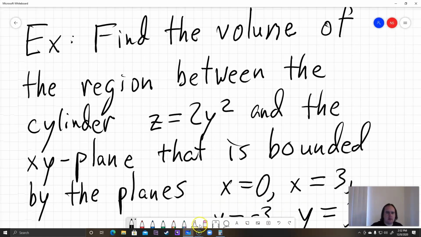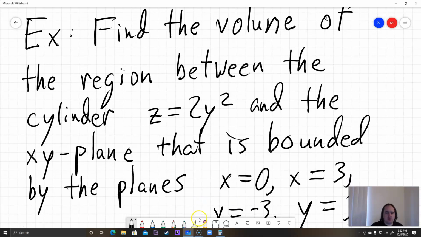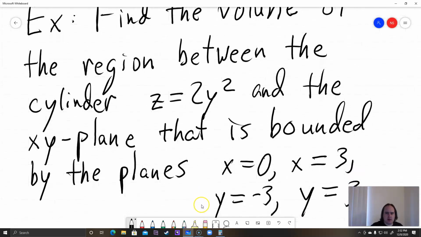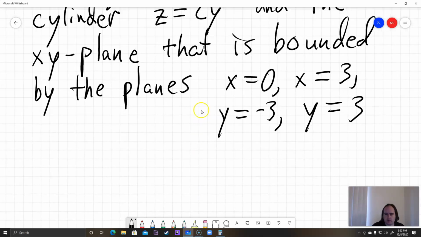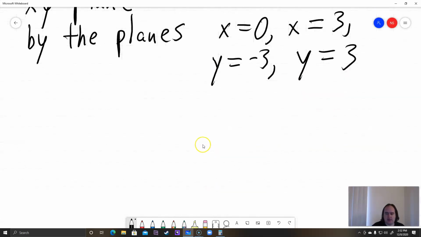Okay. Find the volume of the region between the cylinder z equals 2y squared and the xy plane that is bounded by the planes x equals 0, x equals 3, y equals negative 3, y equals 3. Okay, so for this one, they don't have the iterated integral set up for you. So here we're actually going to have to set it up on our own. There's only one of those on your homework though. And it's pretty similar to this one, just with different numbers.